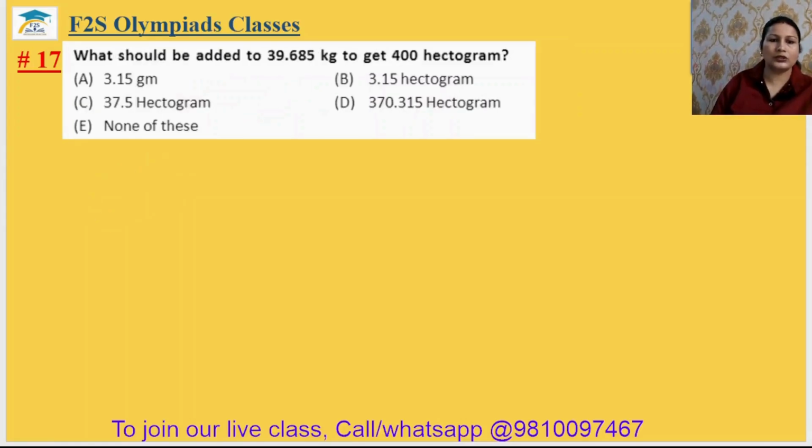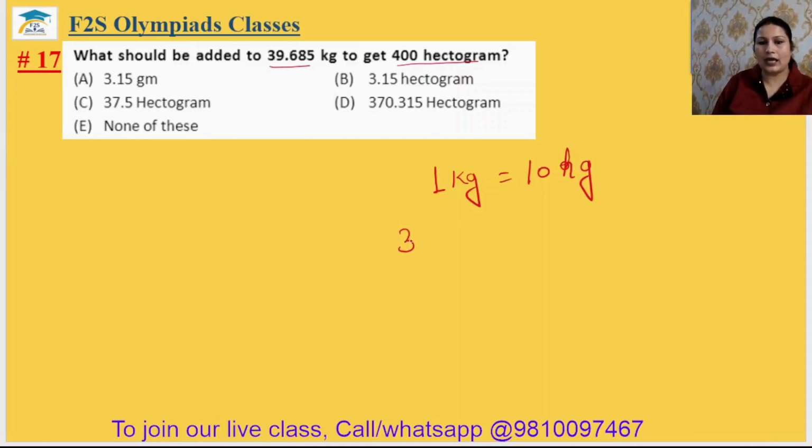Question number 17. What should be added to this kg to get this hectogram? To find this, we have to add in kg to hectogram, so it's better to convert kilogram into hectogram. We know the poem: milli, centi, deci, gram, deca, hecto, kilo. So 1 kilogram equals 10 hectogram.